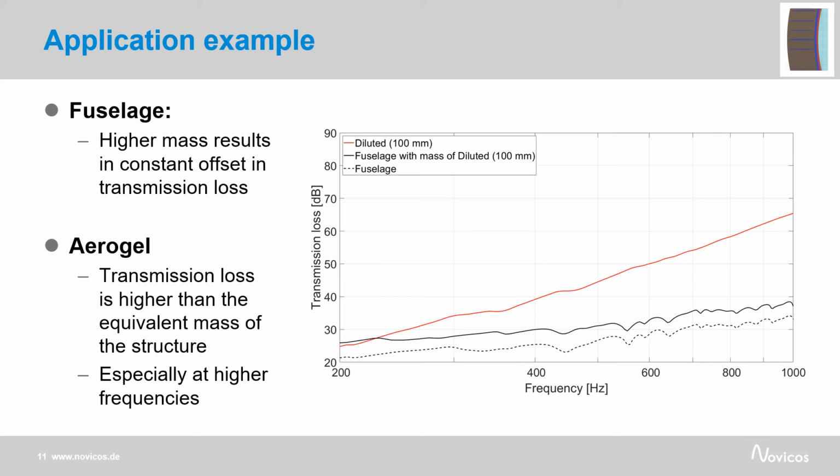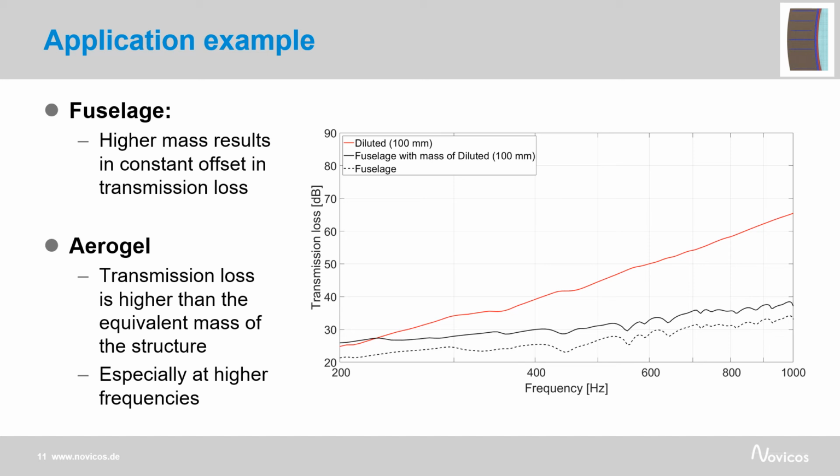First, I want to compare the transmission loss of only the structure with the diluted aerogel. The transmission loss without any isolation you can see in the dashed black curve. By adding isolation material with 100 mm thickness of diluted, you get the red curve. The transmission loss is of course higher due to the higher mass.